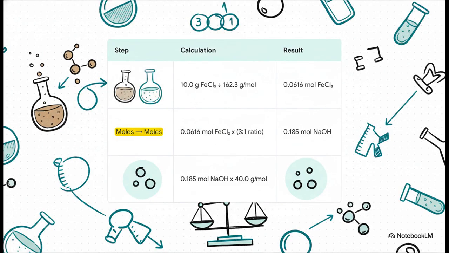Let's crunch the numbers. Step 1, grams to moles. We take our 10 grams of iron chloride and divide by its molar mass to get moles. Boom! Step 2, moles to moles. We use that 3-to-1 ratio straight from our balanced equation to find out how many moles of sodium hydroxide we need. Got it! And finally, step 3, moles to grams. We multiply by the molar mass of sodium hydroxide to get our final answer in grams, which is 7.40 grams. See, it's just following the steps.